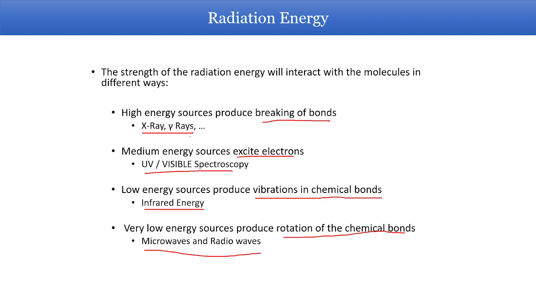Okay, so I'm repeating it another time. For breaking of bonds we need X-rays and gamma rays. For exciting electrons, UV and visible spectroscopy. We have vibrations in chemical bonds by the infrared energy, and rotation of chemical bonds by microwaves and the radio waves.